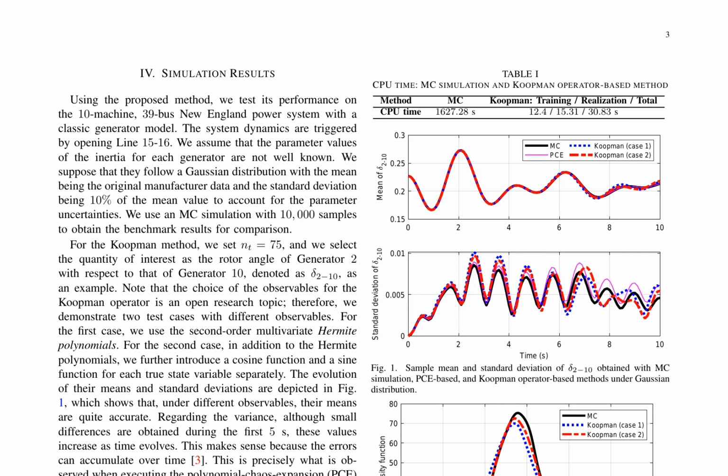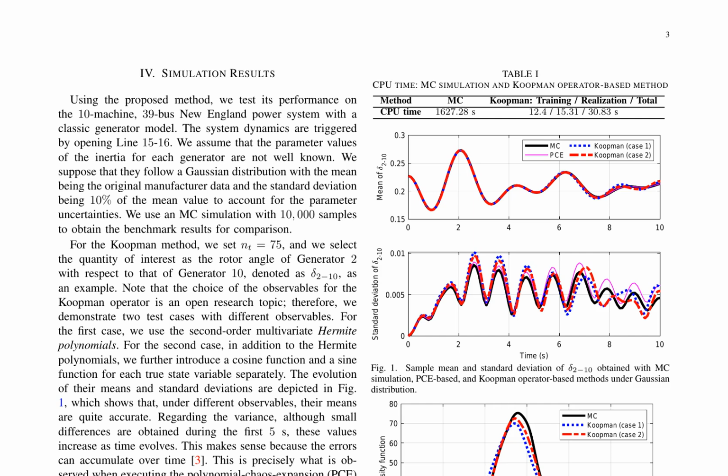This section of the research paper presents the simulation results obtained using the proposed Koopman surrogate method for propagating uncertainties in power system dynamic simulations. The method is tested on a 10-machine, 39-bus New England power system with a classic generator model, where the system dynamics are triggered by opening line 15-16.